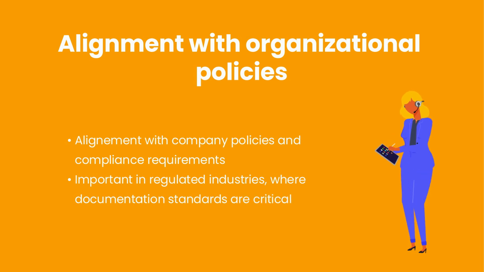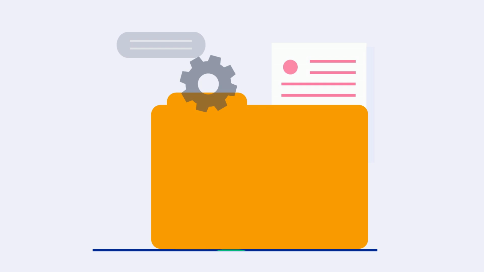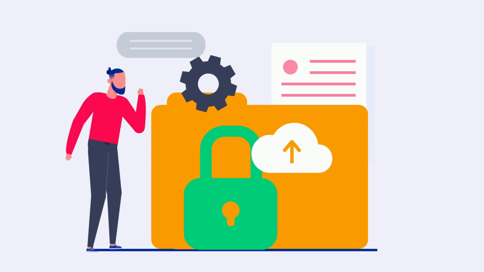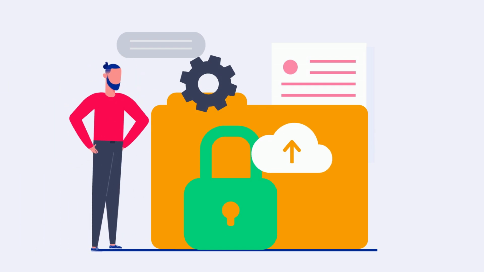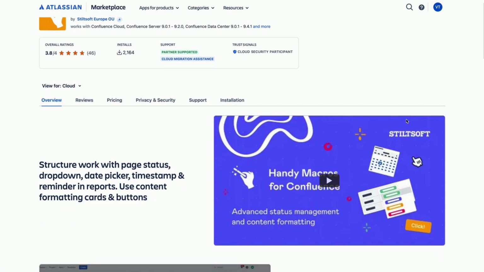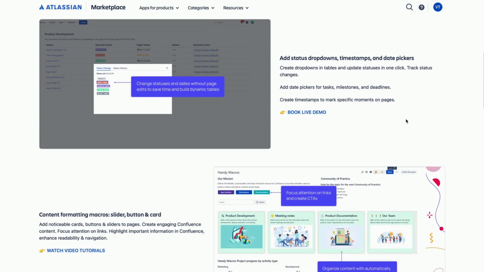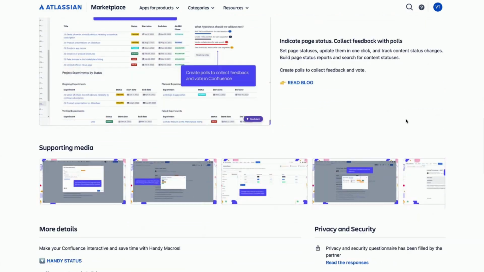Implementing RBAC best practices through Handy macros enhances your Confluence site's governance. Current users can explore this feature in global settings. If you're new to Handy macros, now is the time to see its benefits.